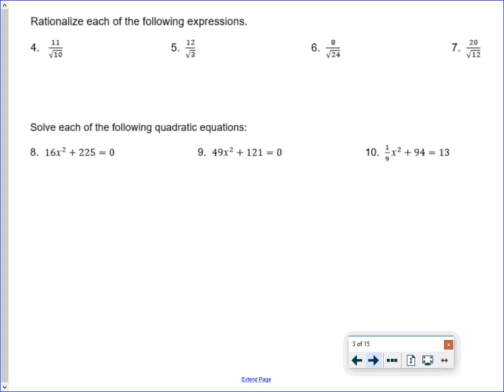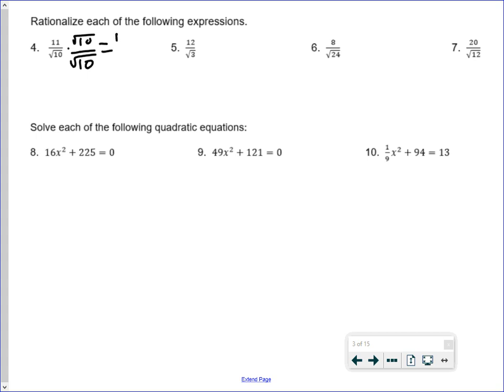Number 4, we're asking you to rationalize each of the following expressions. Remember, you cannot have a square root in the denominator. So when we're asking to rationalize it, we're asking you to get rid of that square root in the bottom. What we're going to do is multiply the top and the bottom by the square root of the bottom. So we're going to multiply this by root 10 over root 10. It's okay for us to do this since root 10 divided by root 10 is still 1, so we're not changing the value of the fraction.